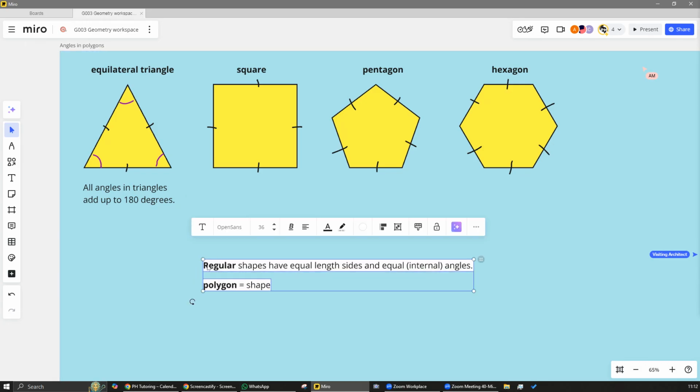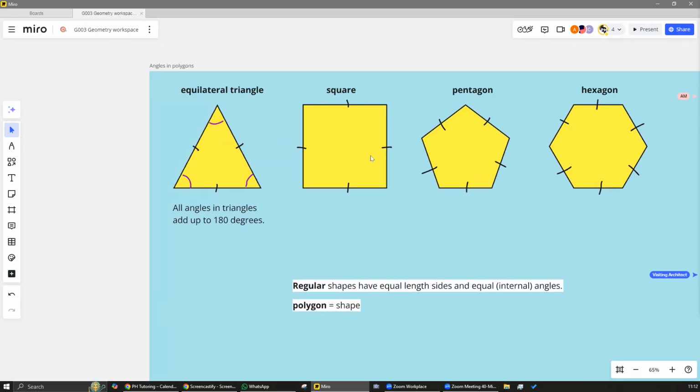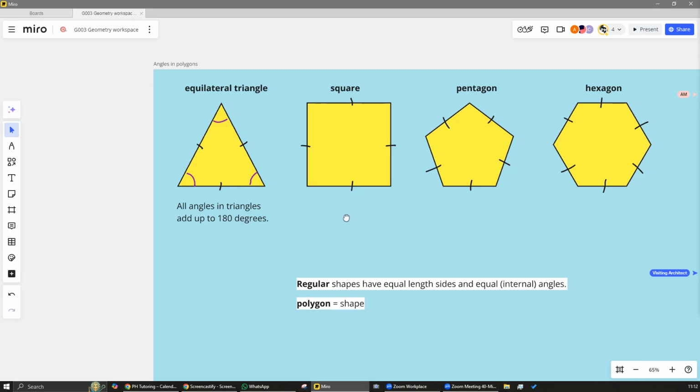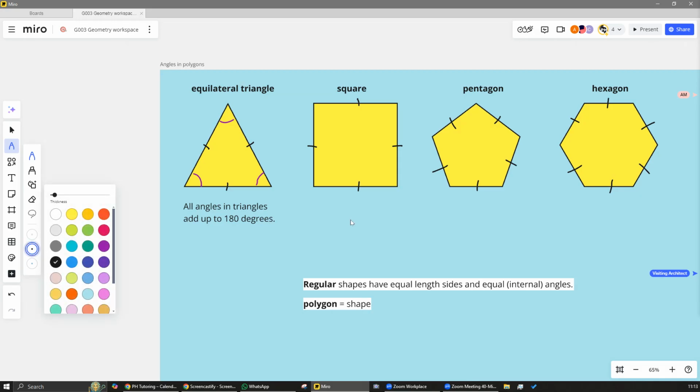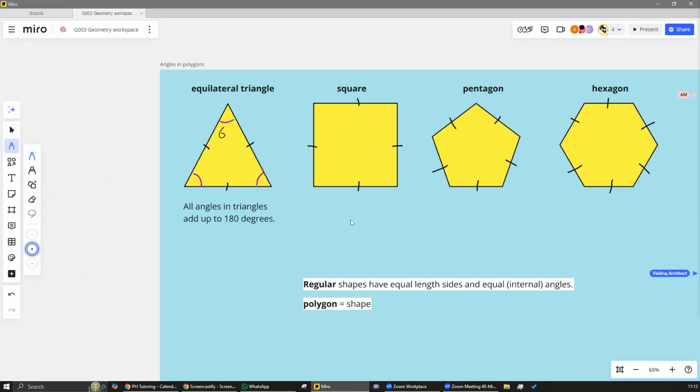Now there is a way to work out the angles of all of these polygons, and we know that in an equilateral triangle, and all triangles add up to 180 degrees, if all of them are the same, then whatever the size of this angle is, 3 times that must be 180. So to work out the size of this angle, we just take the 180 and divide it by 3, and we get 60. So the angle in an equilateral triangle is 60 degrees. They're all 60 degrees.